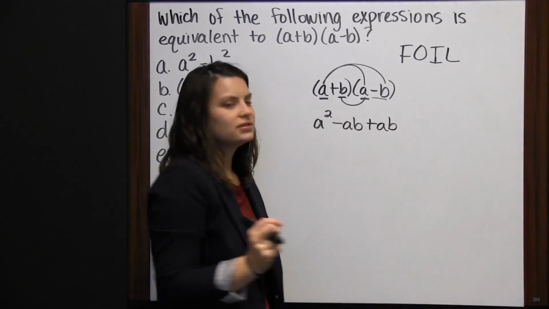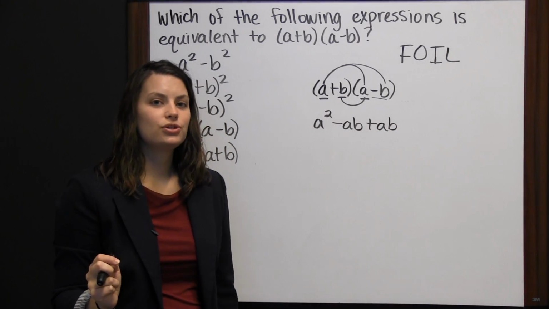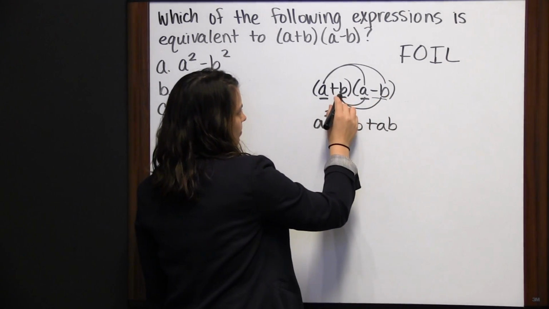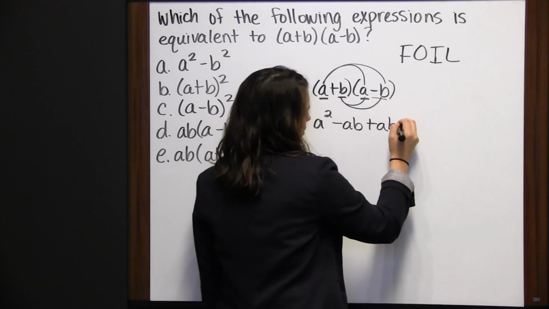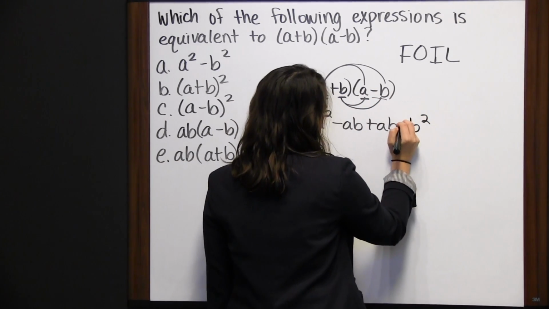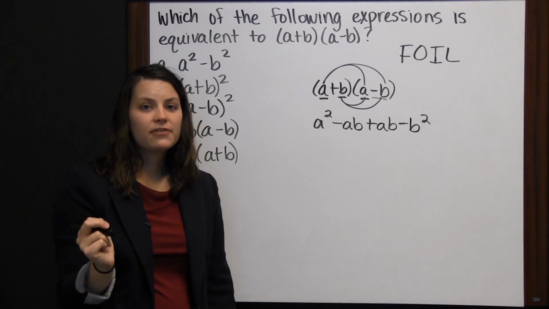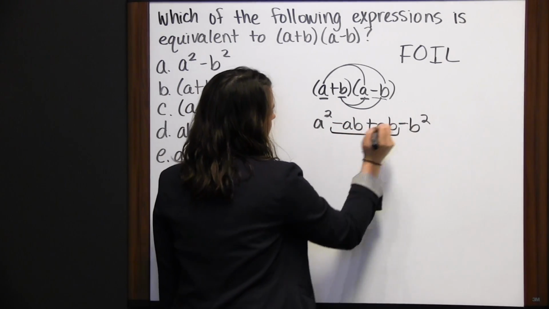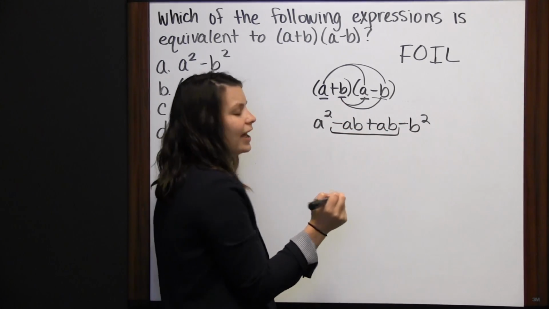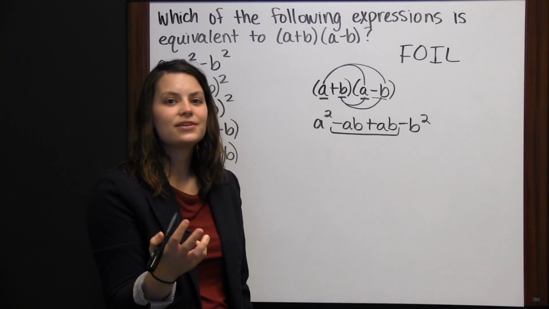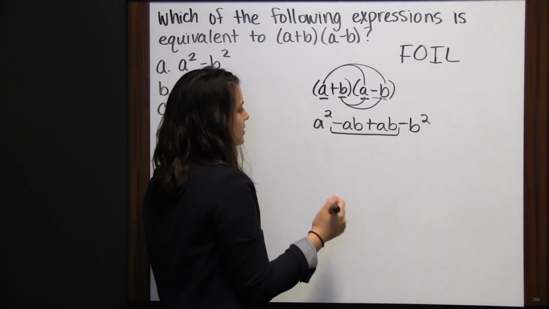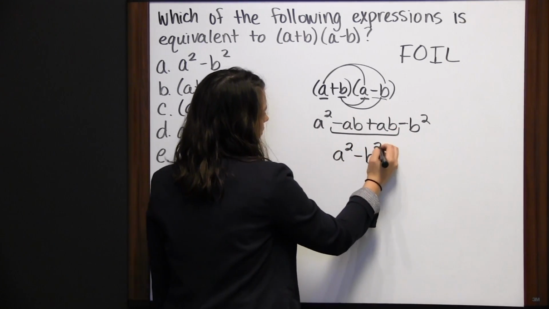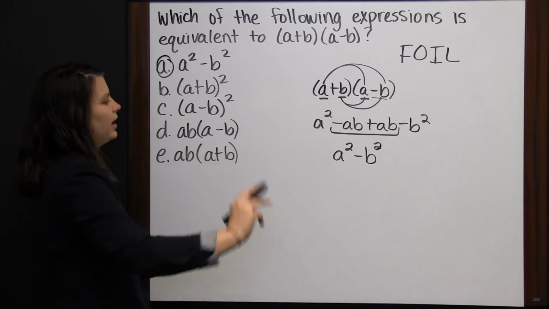And finally, the L stands for last. So you multiply the two terms that are in the last positions of each set of parentheses. Positive B times negative B, which is negative B squared. Then to simplify, we combine like terms. Negative AB and positive AB are like terms, and they cancel each other out because they're additive inverses of each other, or opposites. So we're left with A squared minus B squared, or answer A.